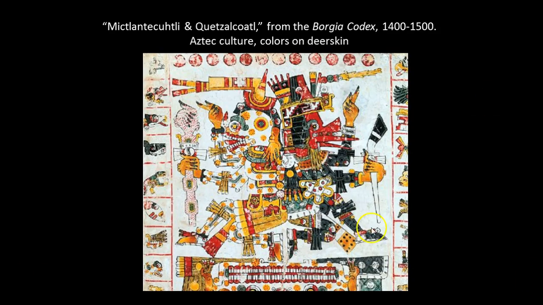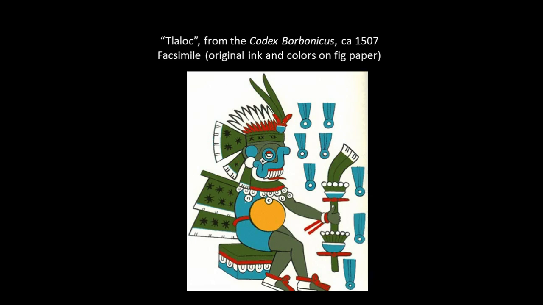Here you can see Quetzalcoatl. Quetzalcoatl is the feathered serpent god, back to back with Mictlantecuhtli, his foe or enemy, who's a death god, which you can kind of tell by the skull that he wears. And then aside from them, we also have Tlaloc, and Tlaloc is a storm god.